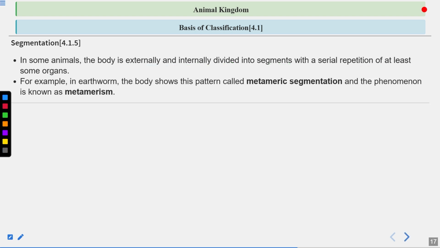And such type of segmentation, such type of pattern is called metameric segmentation, right? And the phenomenon is known as metamerism.